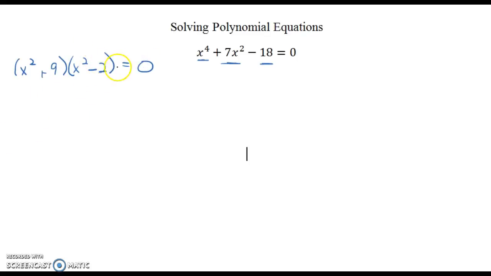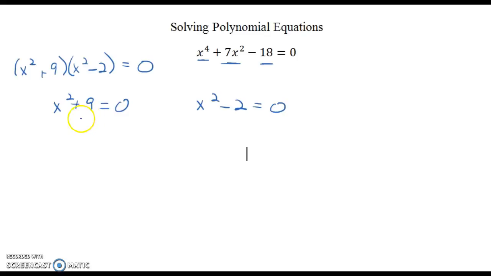I can then take both of these and I can separate them into two equations. So we have x squared plus 9 equals 0 because remember we're trying to find the roots. We're trying to find the zeros. And I have x squared minus 2 equals 0. I still don't know what x is, so I have to continue.